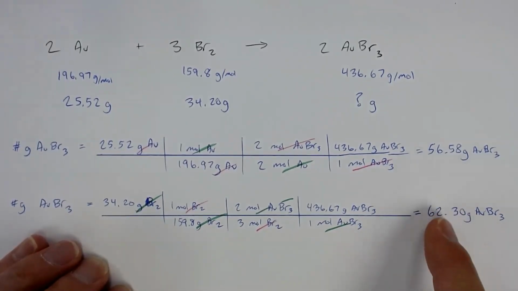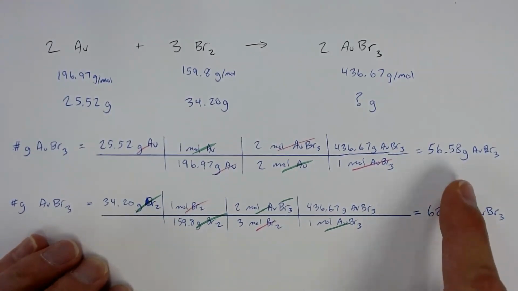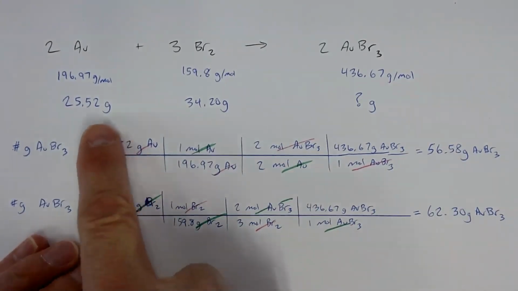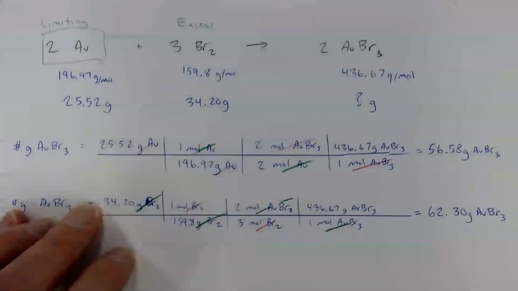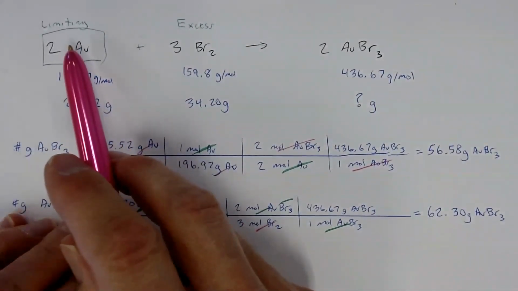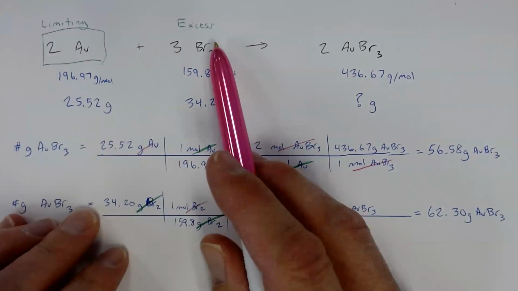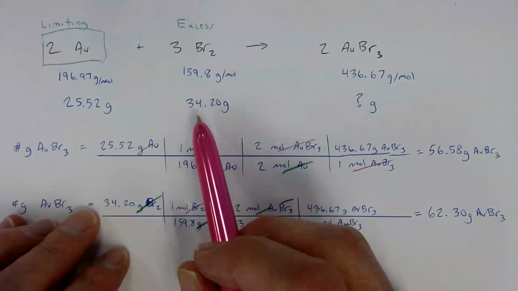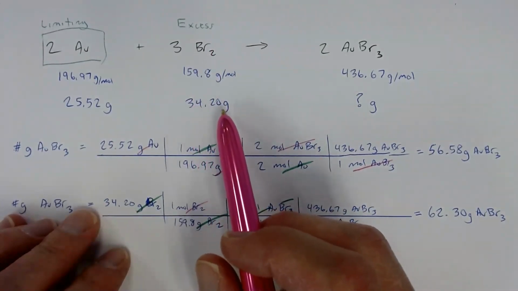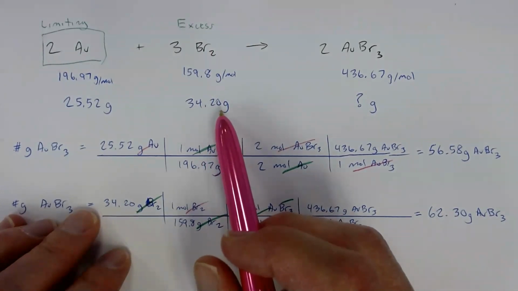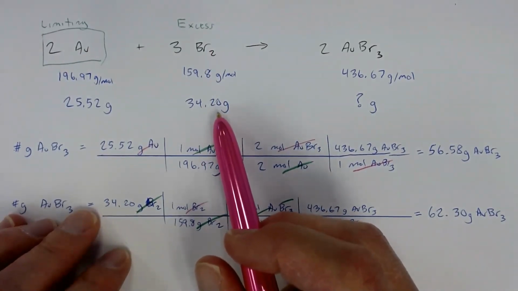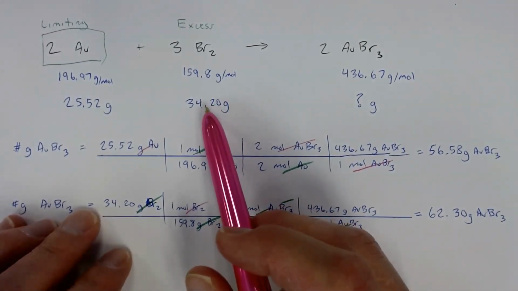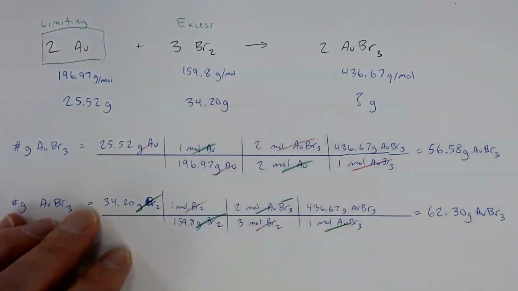So when we look at these two possible results, we see that the limiting reactant, the one that produces the least, is the gold. Gold is the limiting reactant in this reaction. So labeling this up here, I've labeled gold as the limiting, and that therefore means that bromine is the excess. What this excess means is that even though I have 34.20 grams of bromine, not all of it's going to react, just some of it. So that begs the next question of, well, if not all of the bromine reacts, how much of the bromine did react? And so we're going to figure that out now.